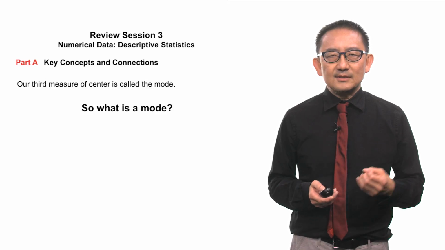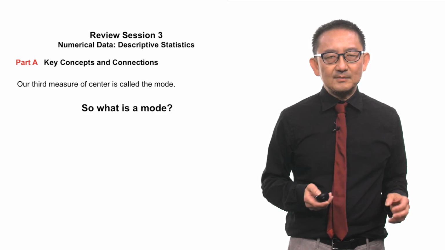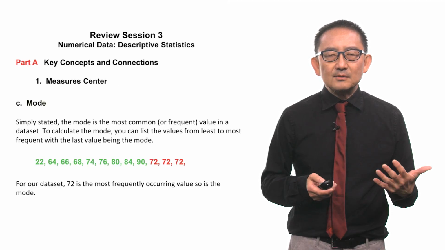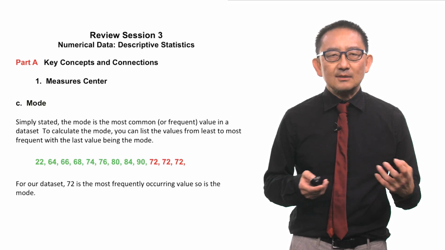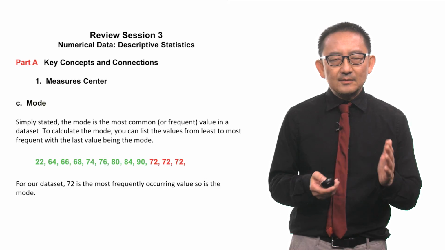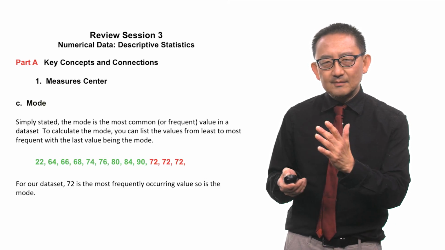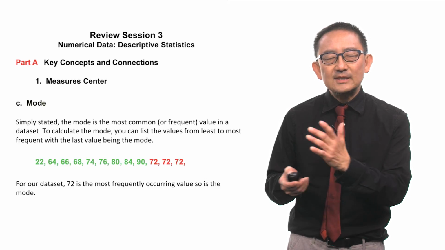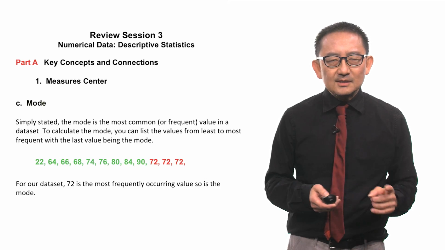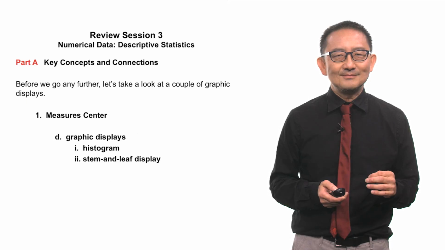So a third measure of center that we have is called the mode. We'll briefly talk about the mode. Simply stated, the mode is the most commonly occurring, or most frequently occurring, data value in the data set. Now, in this case, 72 occurs 3 different times. So in this particular data set, we would call our mode 72.